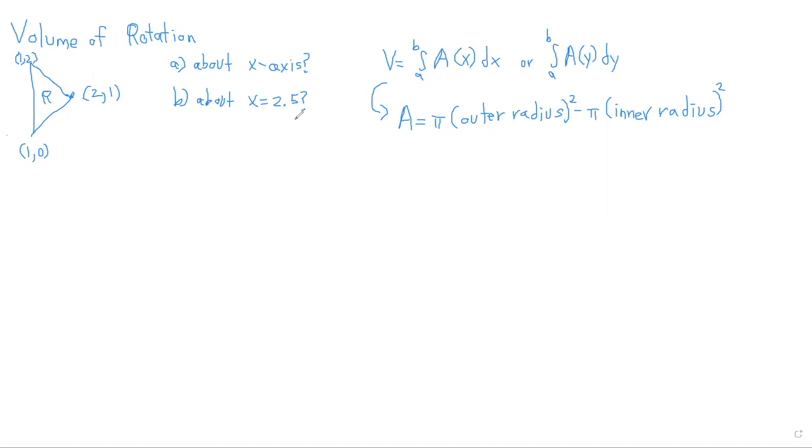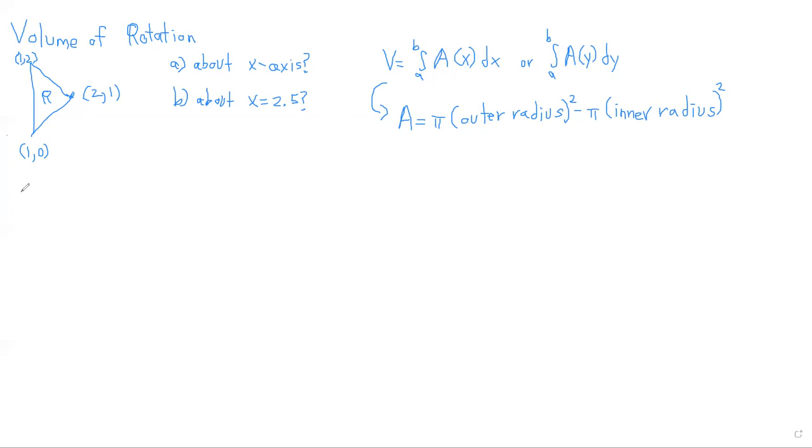That's actually a very good question. First of all, you should know that volume is the integral of area, and it can be from a to b with A(x) dx, or from a to b with A(y) dy. And the formula for area is equal to pi times the outer radius squared minus pi times the inner radius squared. So we find the area first of the place we're rotating, find these radii, and then put them into the formula.